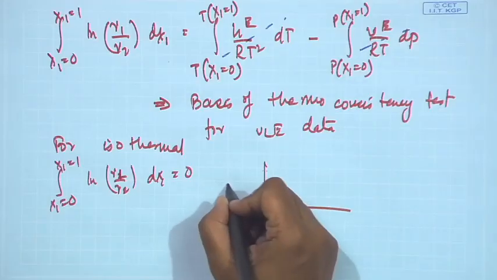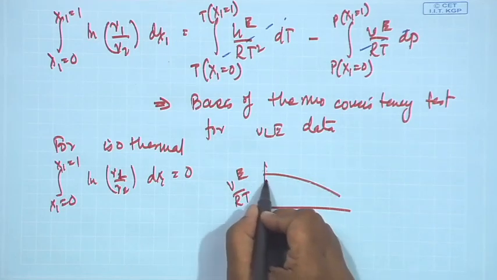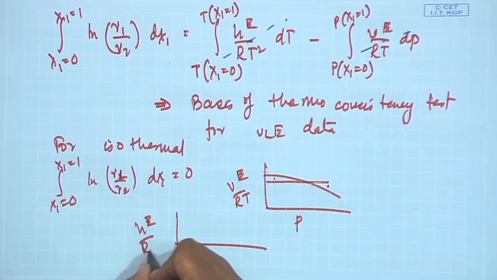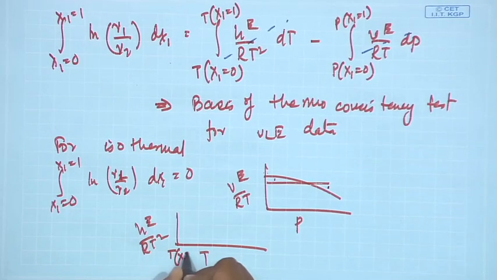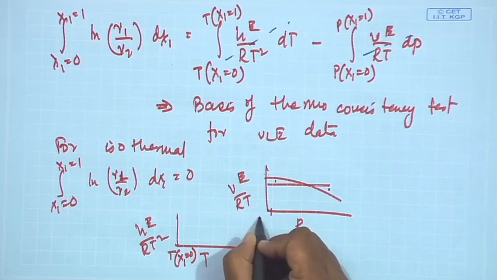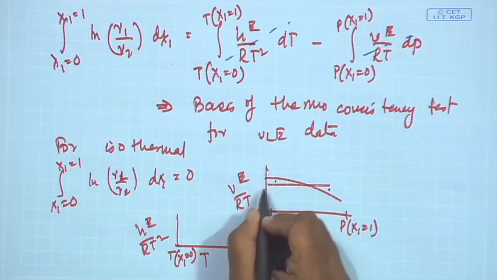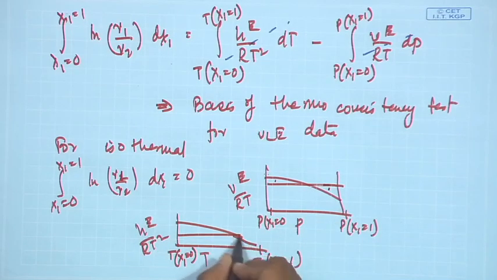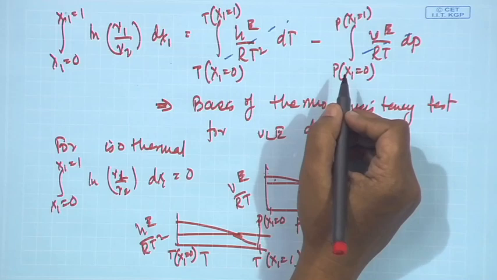We should be plotting VE by RT as a function of P, and then we should be finding out the area here. We should also be plotting HE by RT square as a function of T, where T ranges from T at x1 equals 0 to T at x1 equals 1. Here it should range for P at x1 equals 0 to P at x1 equals 1, and then we should be finding out these particular data, and then we should be comparing, and then only we can say that really the data is thermodynamically consistent.